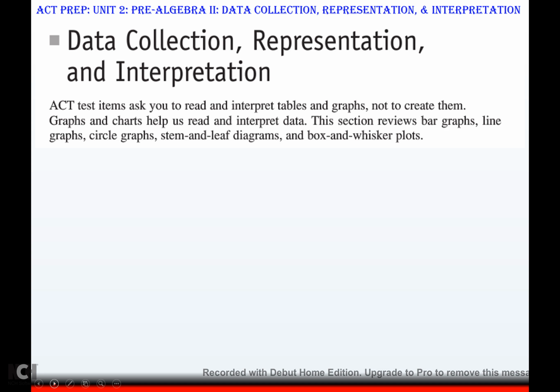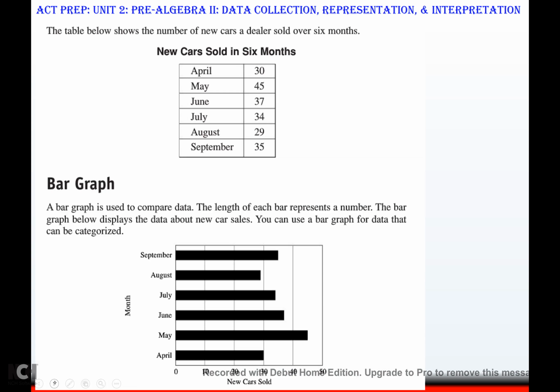Graphs and charts help us read and interpret data. This section is going to review bar graphs, line graphs, circle graphs, stem and leaf, and box and whisker. Okay, so the table below shows the number of new cars a dealer sold over 6 months. For a bar graph of this information, they put April, May, June, July, August, September on the y-axis, and they put the number of new cars sold on the x-axis.